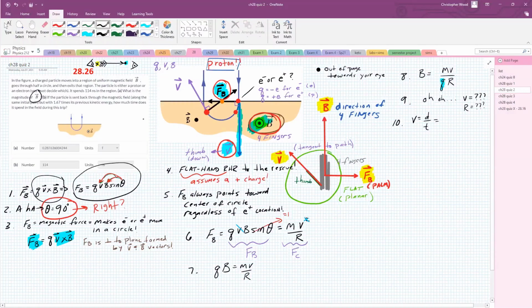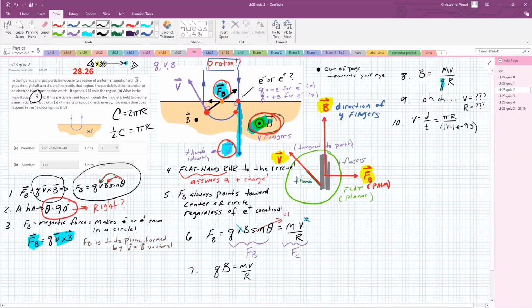You guys remember that the circumference of a circle is 2 pi r, but this proton is not traveling through a complete circle. It's traveling through a half circle. So if C equals 2 pi r, then half a circumference equals pi r. So here's the distance, pi r. And here's the time it took. It took 114 e to the minus ninth seconds. Okay, that's my velocity term.